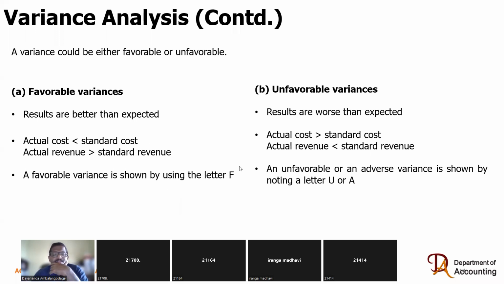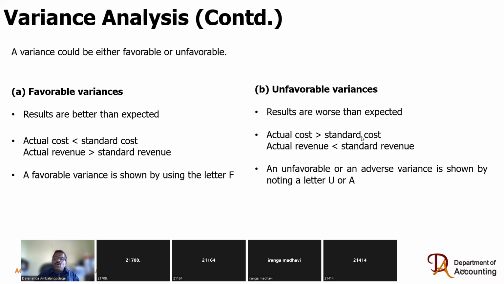Normally we denote favorable with the letter F. When we put F, it means favorable. But some people may just keep it as it is, and for unfavorable we put adverse, some put U, some put a bracket, just like a loss. To indicate the loss figure we put a bracket. So we can put whichever one we like.